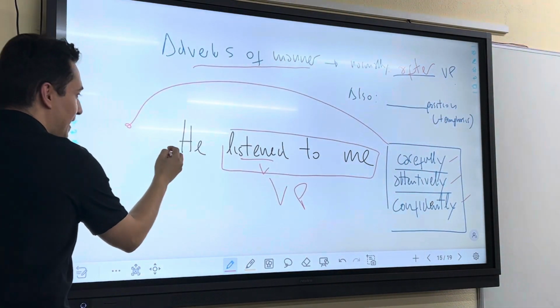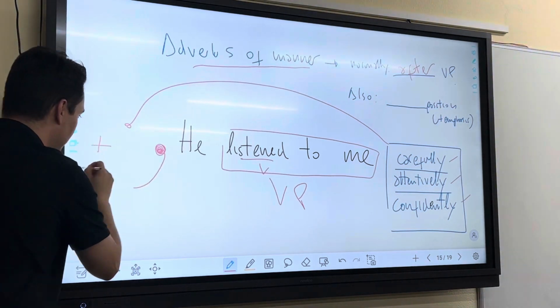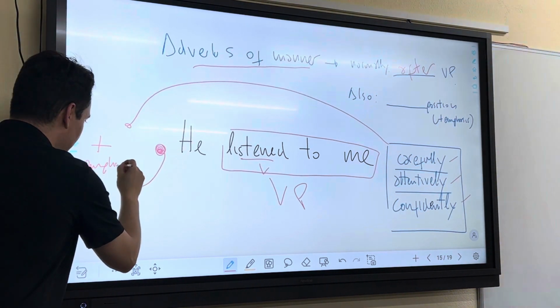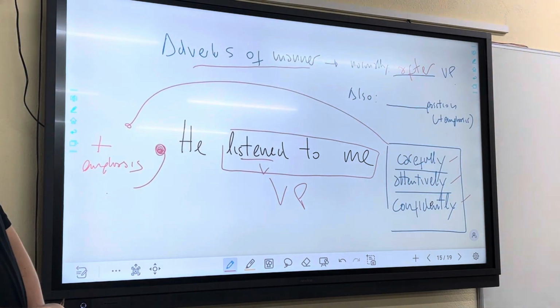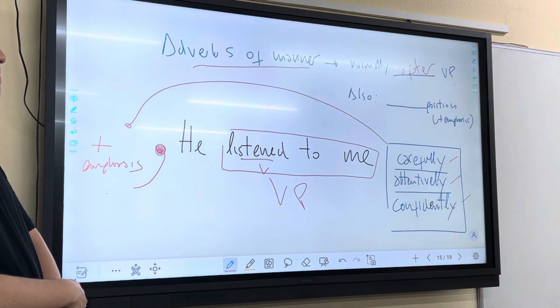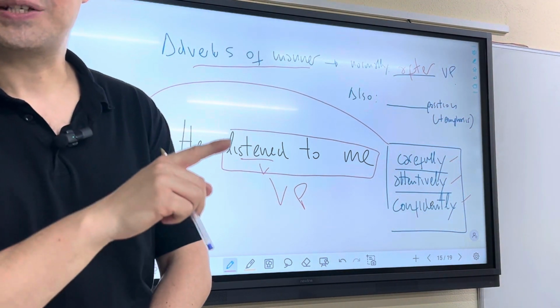At the beginning, with a comma, it is more emphasis. "Carefully, he listened to me." Attentively. If you say "carefully, he listened to me," I would say that is a meaning. It would be different if you say "be careful."